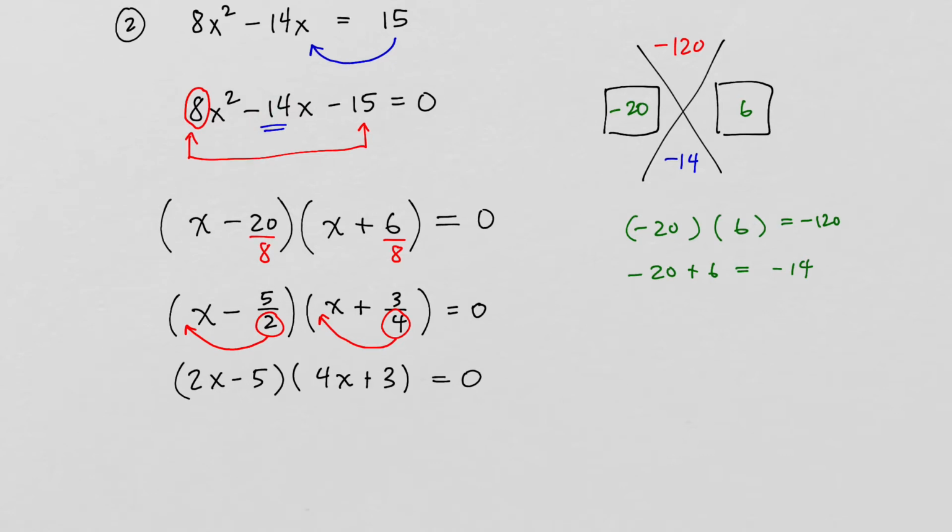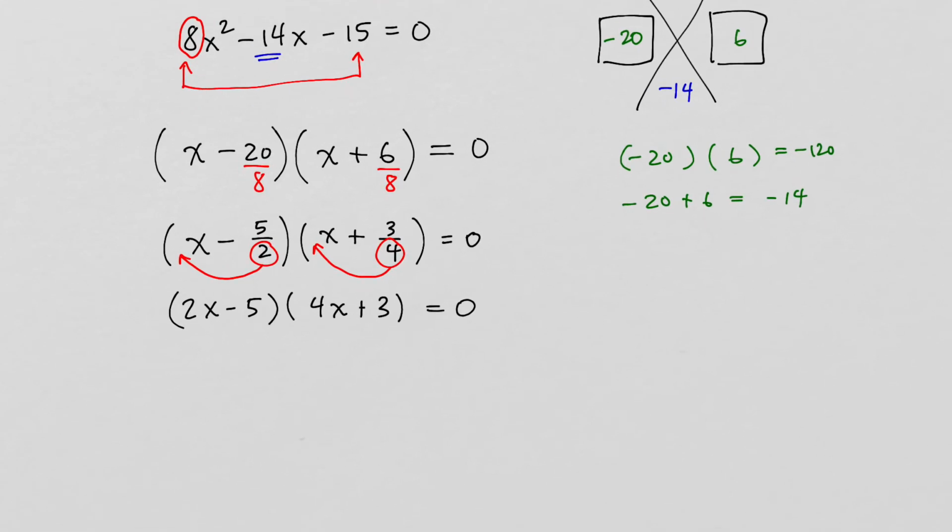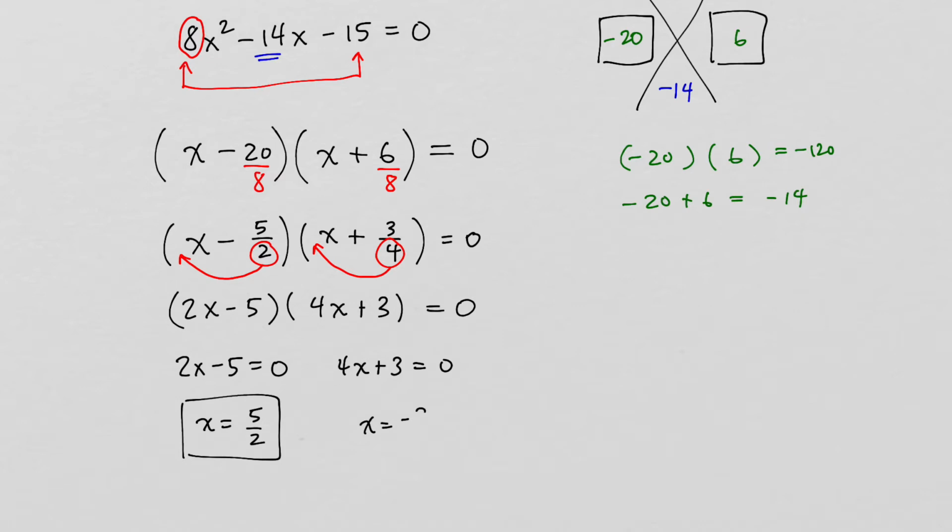Now, of course, once you have this in factored form, we know that all we have to do is set each of these factors equal to 0. So 2x minus 5 equals 0, 4x plus 3 equals 0, and then you simply solve each of these simple linear equations, and we get our two answers. All right, let's try another one.